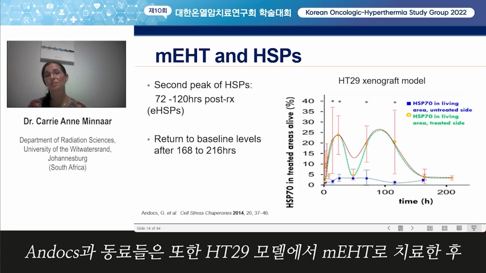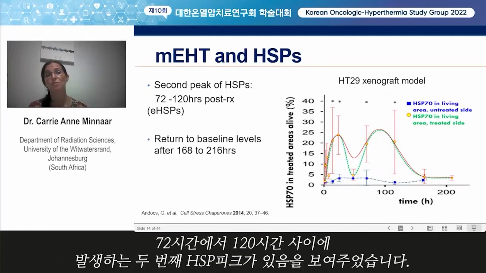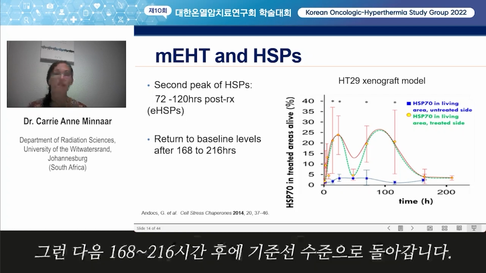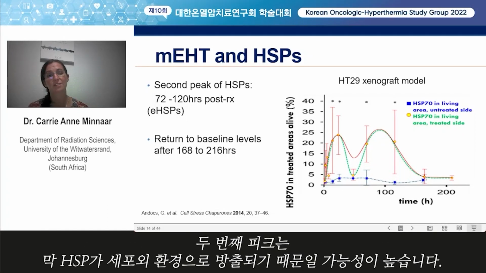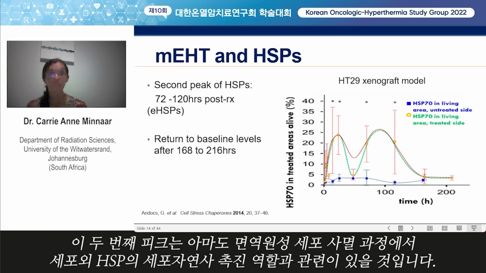Andox and colleagues showed that there's a second peak of HSPs that occurs between 72 and 120 hours post-treatment in the H29 models. This is followed by a return to baseline levels after 168 to 216 hours post-treatment. While the first peak is representative of the intracellular HSPs, the second peak is likely due to the release of membrane HSPs into the extracellular environment. This second peak would likely be associated with the pro-apoptotic role of the extracellular HSPs in the immunogenic cell death process.